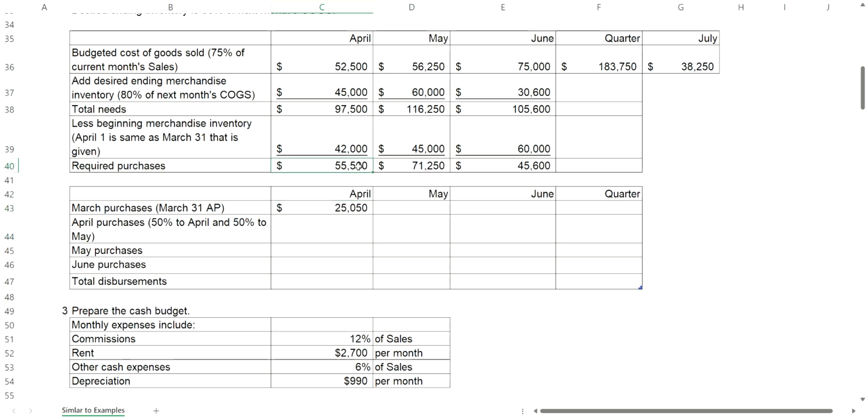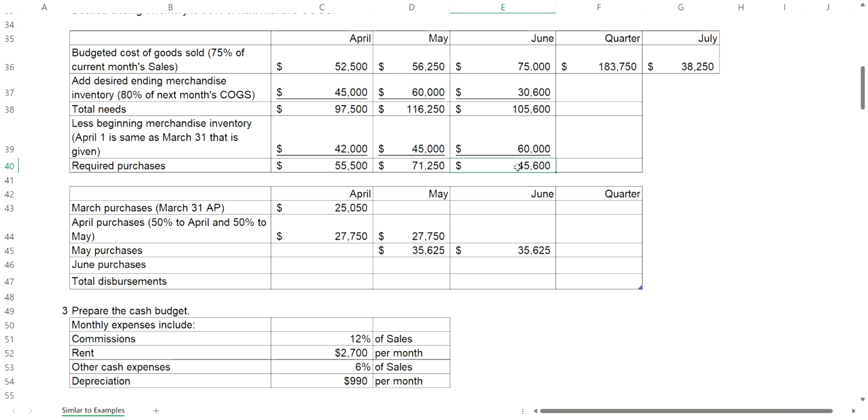So we'll assume that that will be paid for in April. Okay, for April purchases, those were $55,500. So 50% or one half, which would be $27,750, will be paid for in the current month of April, and the other half, $27,750, will be paid for in May. Next, go to May's purchases. May's purchases are $71,250. Half of that is $35,625 will be paid in May. The other half, $35,625, will be paid in June.